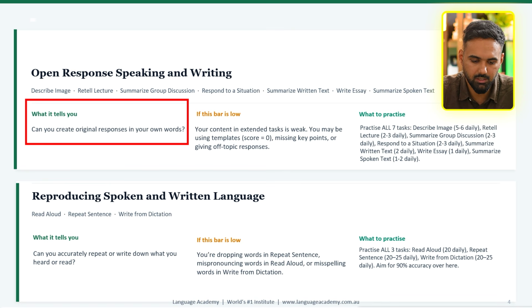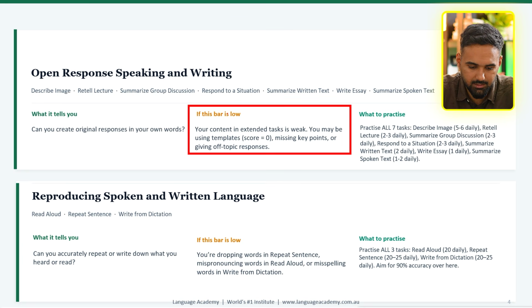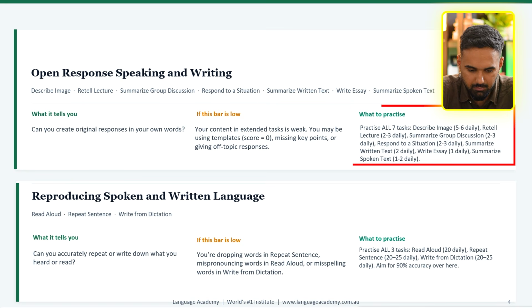What does it tell you? It tells you whether you can create original responses in your own words. Means can you actually reproduce something in your own words? If this bar is low, you need to understand that your content in extended speaking tasks is weak. You are either using templates or you're missing key points or giving off-topic responses, which you need to work on. If this particular bar is low, you have to work on all the 7 question types. 5 to 6 describe images, 2 to 3 read a lecture, 2 to 3 summarize group discussion, same for respond to situation, 2 summarize written text, 1 essay, and you need to make sure you practice 1 to 2 summarize spoken text as well.